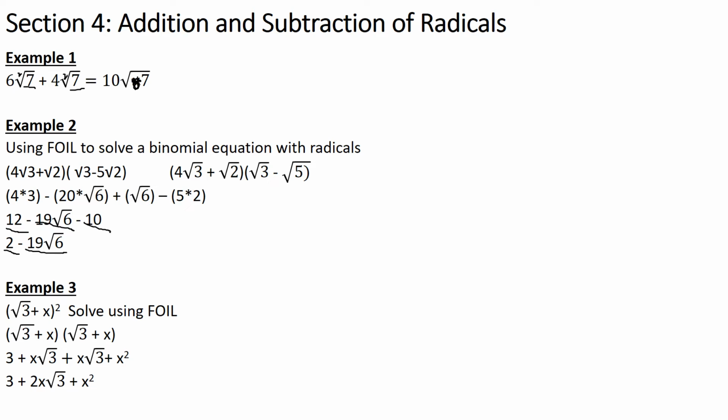Here's another one. If I have square root of 3 plus x, squared, and I use FOIL, square root of 3 times square root of 3 is 3. Square root of 3 times x is x square root of 3. X times square root of 3 is x square root of 3. And x square root of 3 plus x square root of 3 is 2x square root of 3. And then x times x is x squared. So my final answer is 3 plus 2x square root of 3 plus x squared.